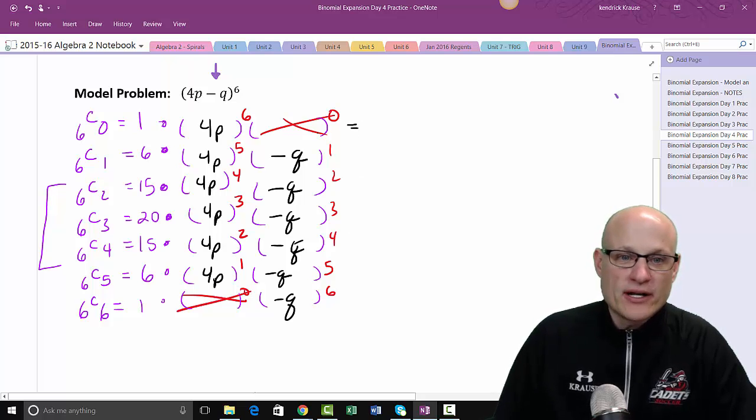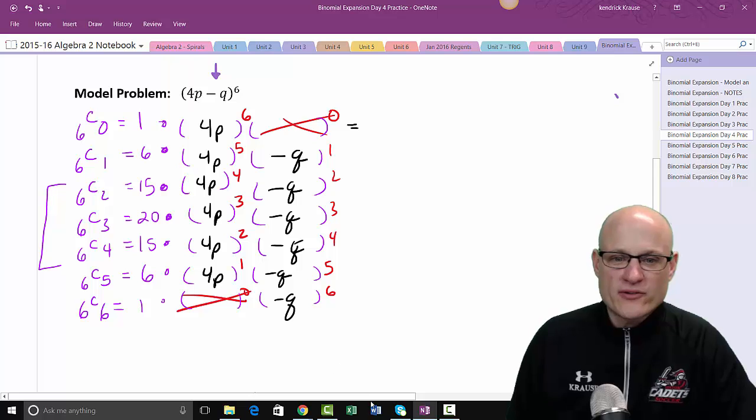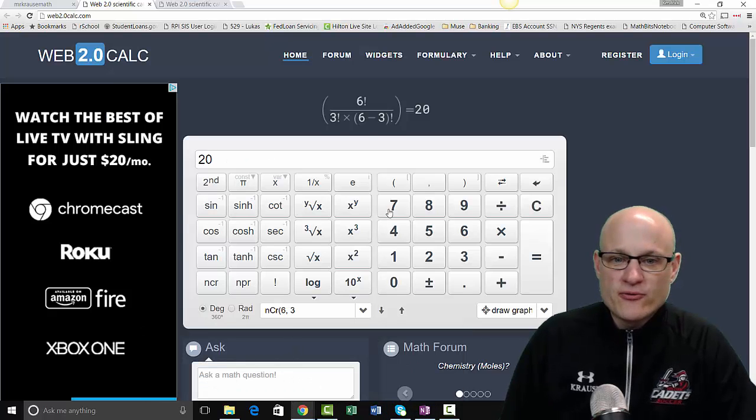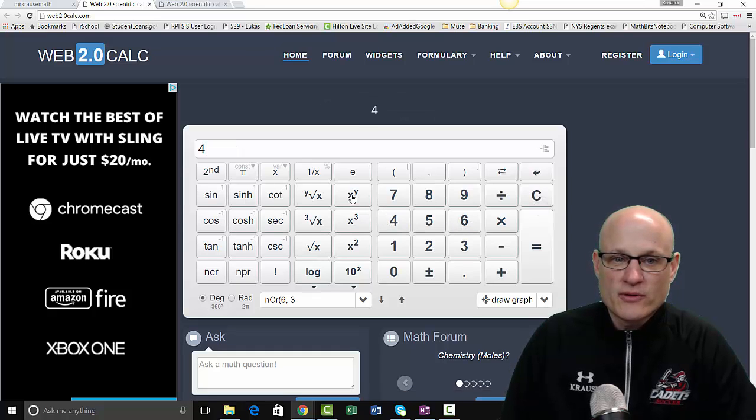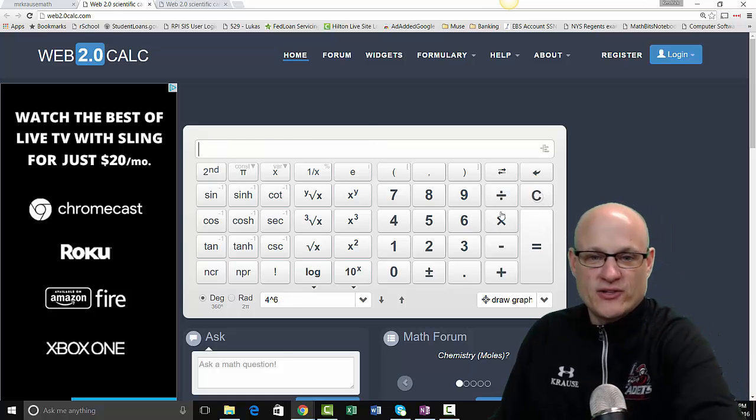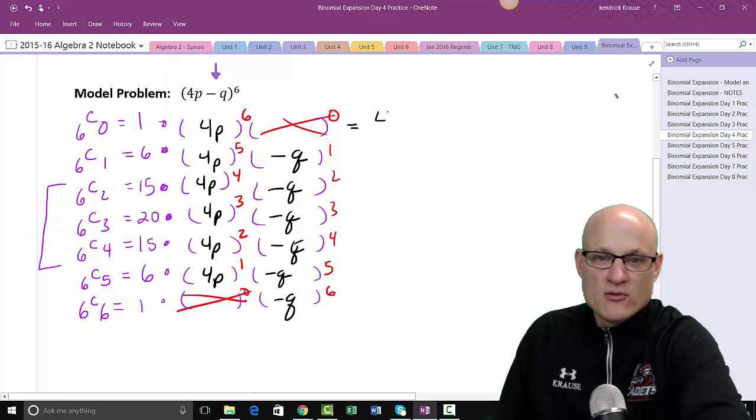All right, so let's go right here. This is easy. Oh, 4 to the 6th power. Don't have a clue what that is. I've forgotten. So I'll do 4 raised to the 6th power. Let me clear all that out. 4 raised to the 6th power is equal to 4096. Wouldn't have gotten that one. 4096 p to the 6th.